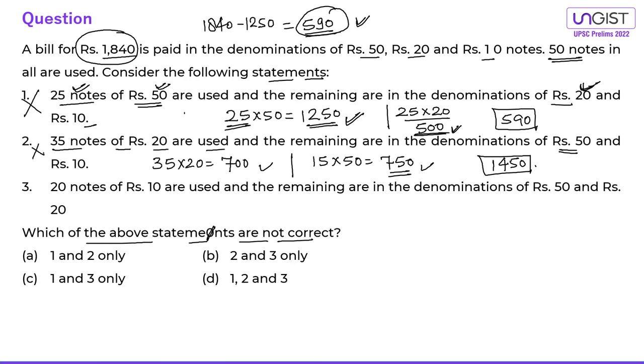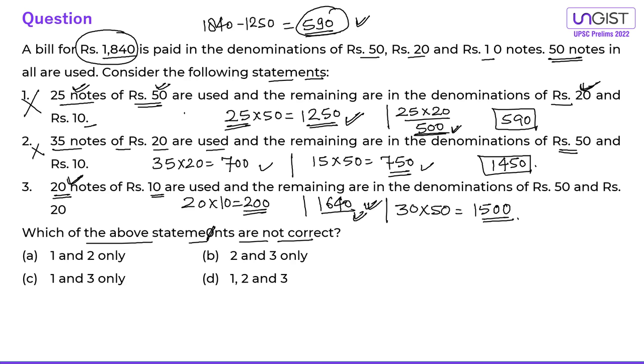Now let's talk about the third statement. 20 notes of rupees 10. So 20 notes of rupees 10, it means 200 rupees. And we are still left with 1640 rupees, because total 1840 rupees have to be paid. So 200 we have paid already. So now actually 30 notes are still left, because 20 notes we have used. So 30 into 50, this is 1500. Right, actually 1640 was left, but we can only pay 1500.